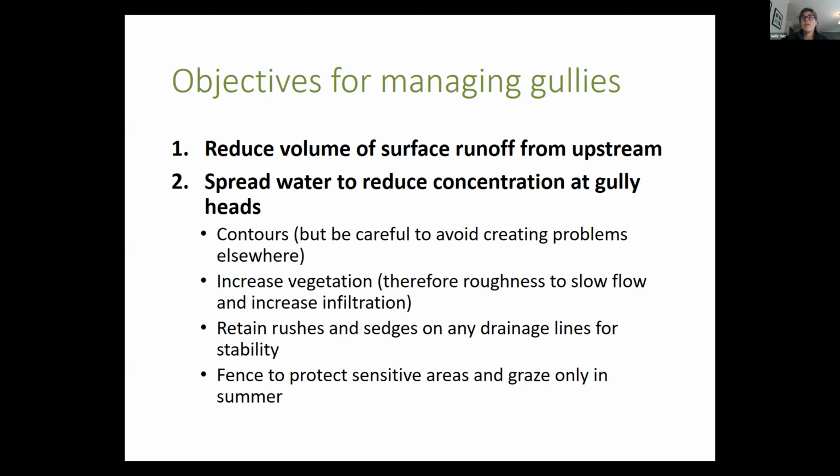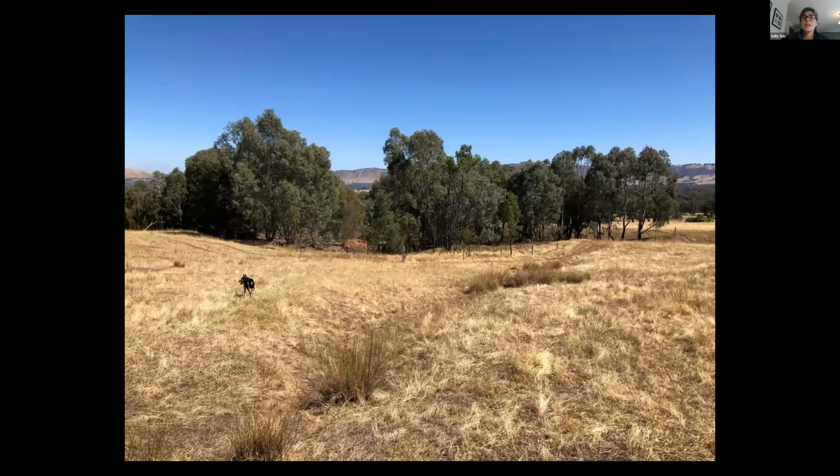Fencing, as I mentioned, fence to protect your sensitive areas. Keep cattle out of them in winter, and maybe allow them in to graze in summer when that ground is firm and hard and they can't do any damage and soil disturbance during those wetter months.